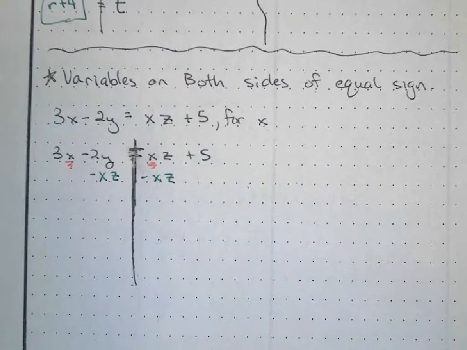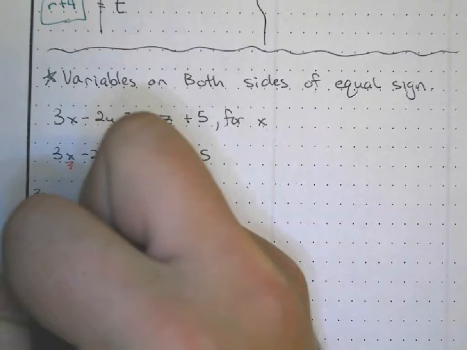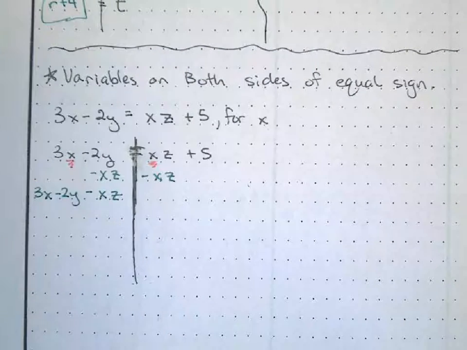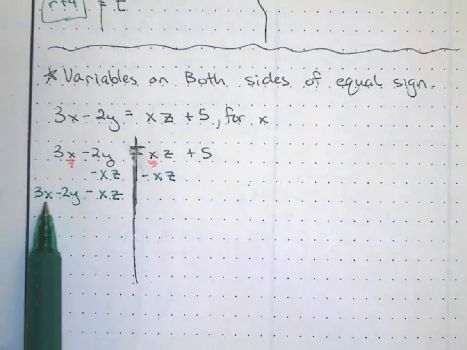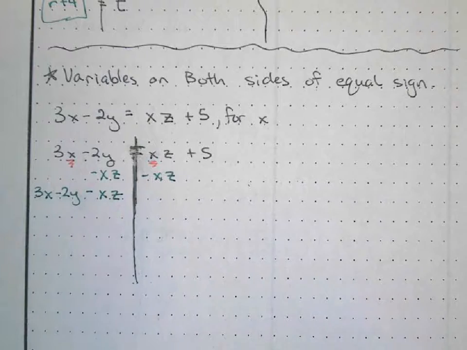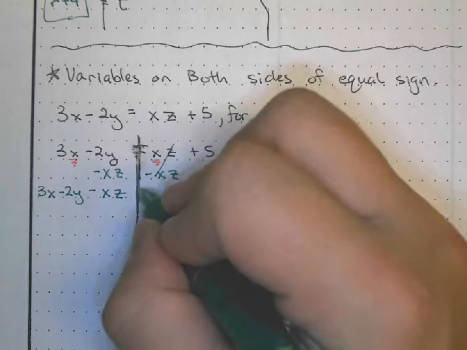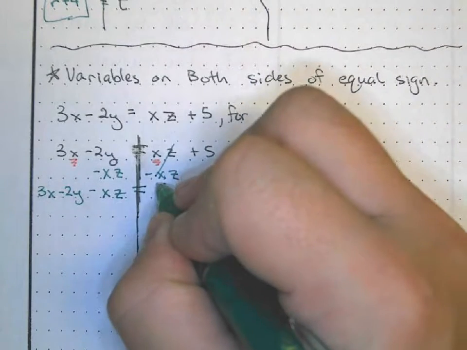So on my left-hand side, I'm going to have 3x minus 2y minus xz. And there's no like terms I can combine. This is x's and these are xz's. So it simply is this. These cancel, bring down my equal sign and my 5.